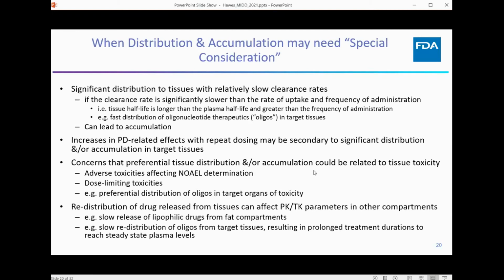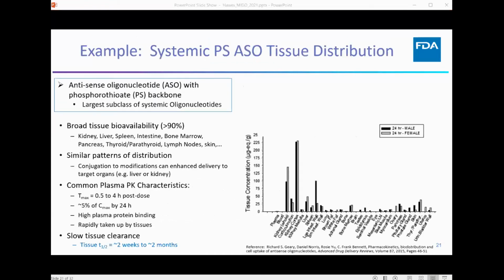Redistribution of drug released from tissues can also affect PK/TK parameters in other compartments, and we see this with the slow release of lipophilic drugs from fat compartments, as well as the slow redistribution of oligos from target tissues, and I'll talk a little bit about that. So as an example of drug accumulation potential, I'd like to share with you some observations for the systemic phosphorothioate antisense oligonucleotide drug class that I'll refer to as PSASO.